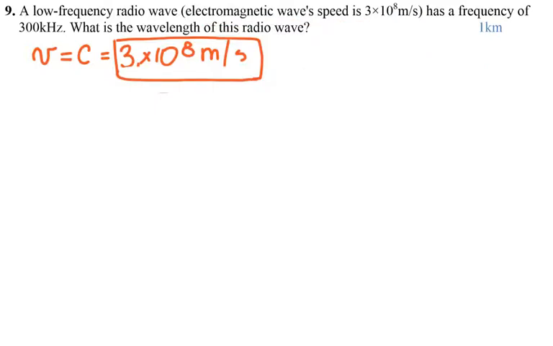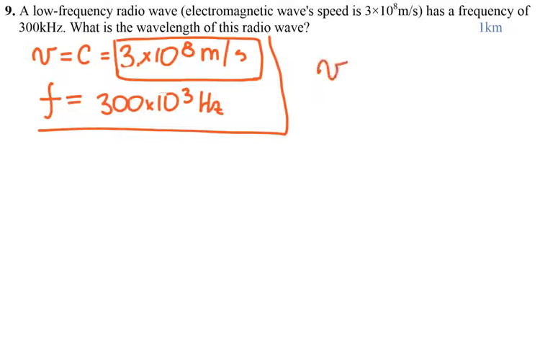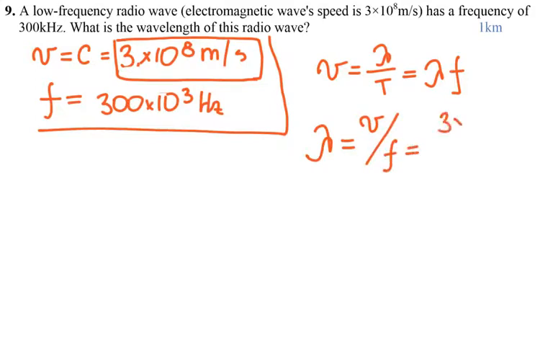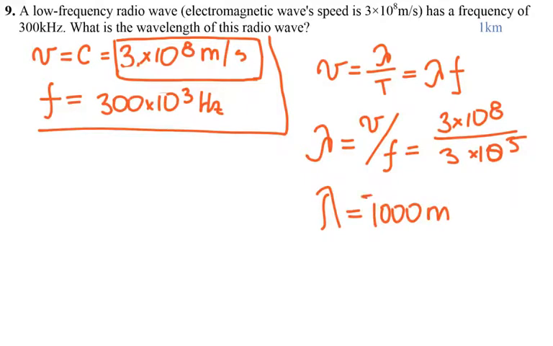So the velocity is given and it has a frequency of 300 kilohertz. What is the wavelength? Velocity is equal to lambda over period, or lambda times the frequency. So I'm looking for the wavelength. The wavelength is the velocity over the frequency. So I have 3 times 10 to the 8 divided by 3 times 10 to the 5th. So the wavelength is equal to 10 to the 3rd meters, or 1 kilometer.